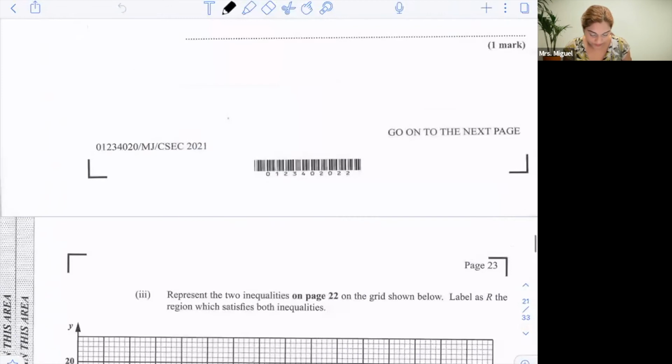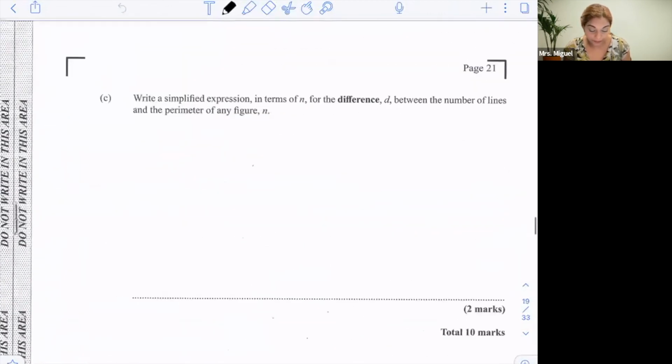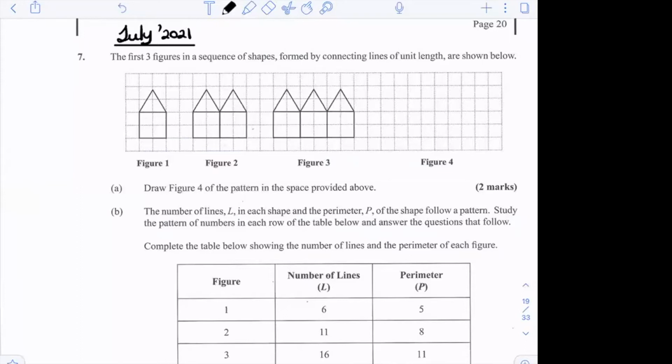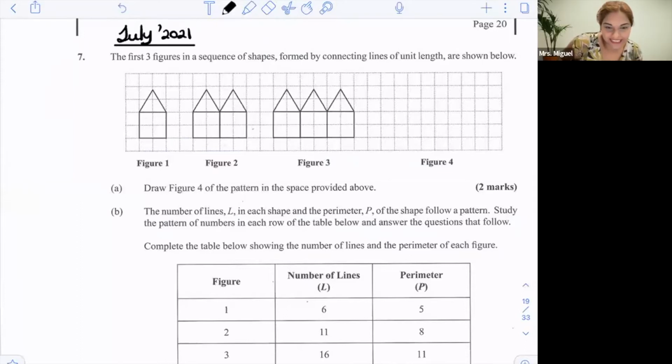So we're going to get question 7 and put it in our back pocket. This is July 2021. Is it all found? Are you all ready? Yes, Miss. Now, CXC has realized that students draw those figures, the figure 4, all over the place, and the shape could be distorted.